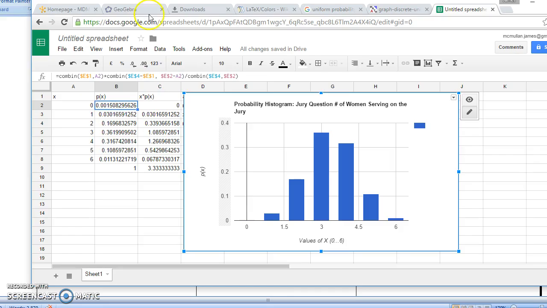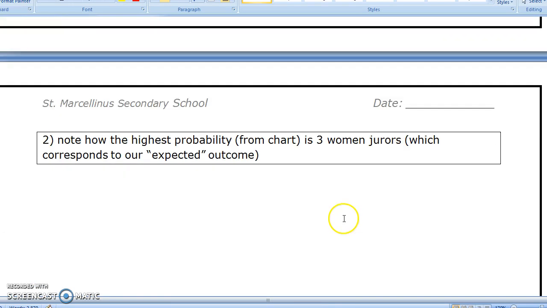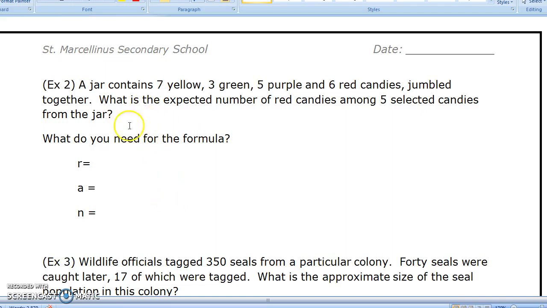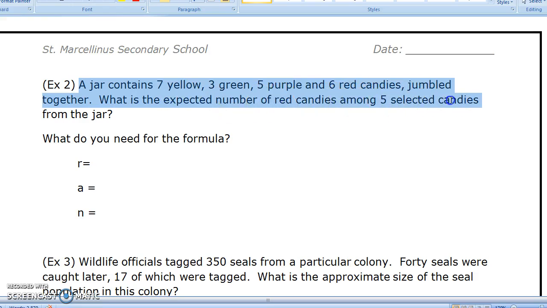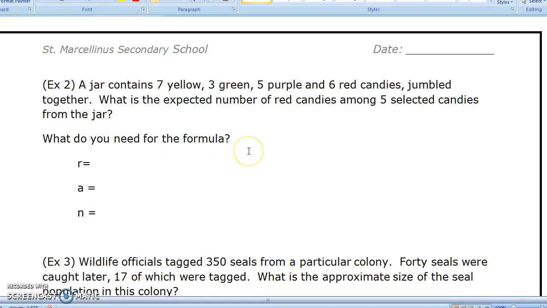Okay. Now, let's take a look at another problem. Again, a jar contains 7 yellow, 3 green, 5 purple, 6 red candies jumbled together. What's the expected number of red candies among 5 selected candies from the jar? R here, remember, represents how many candies we are selecting, which is 5. A represents the number of desirable choices. In this case, we're counting red candies, so A is equal to 6. N is our total number of candies, the number of items in total.